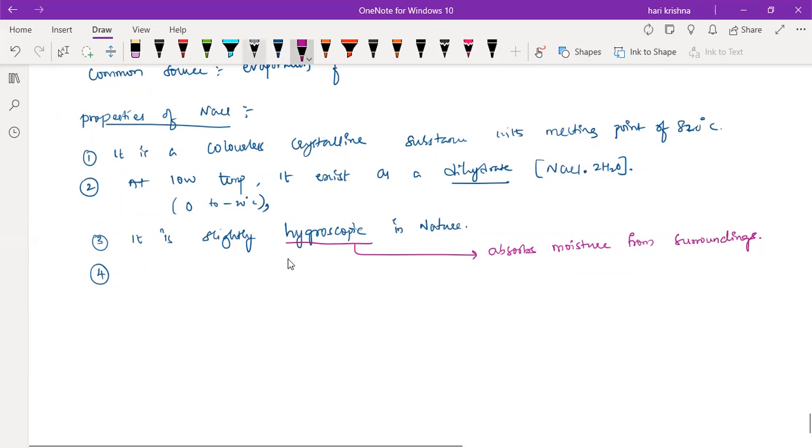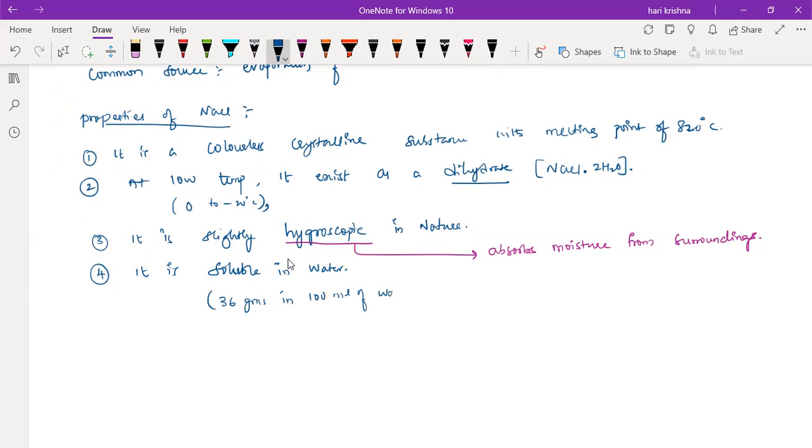And as Singham said, it is soluble in water. The saturation point is 36 grams in 100 ml of water. This is the saturation point. Fine. Any doubts in this?